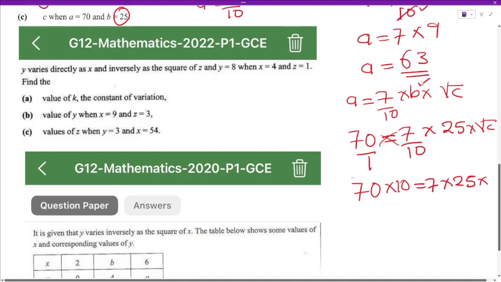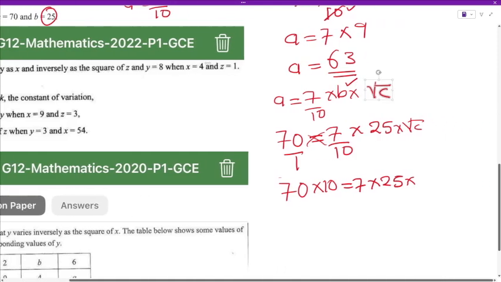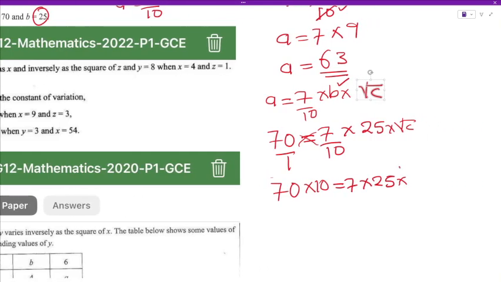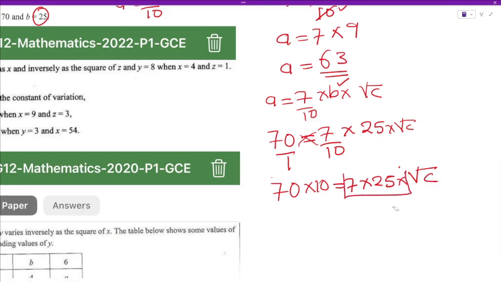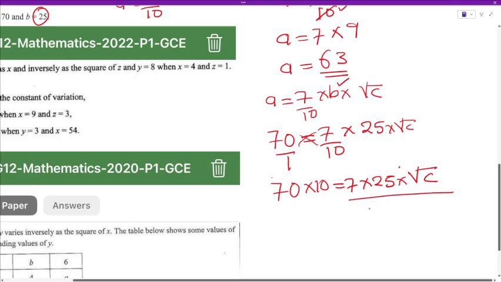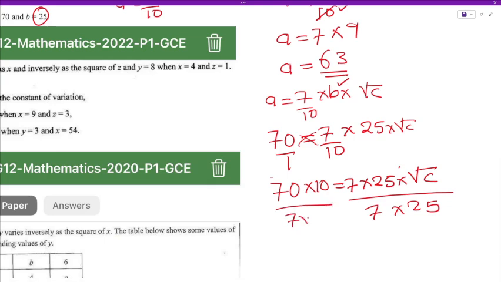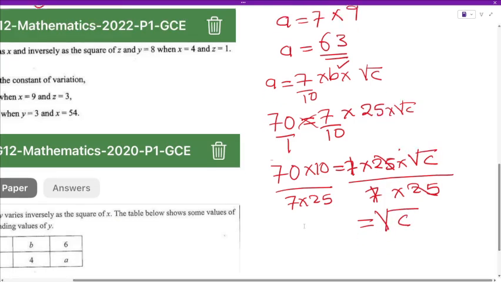Let me just move it to the right. Times the square root of c. Then I'll need to move these values to the left, so I'll divide both sides by 7 times 25, so that that 7 and that 7 cancel on the right, and that 25 and that 25 cancel. I'll just remain with the square root of what? C.